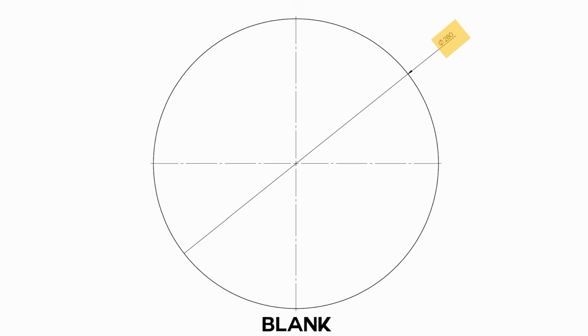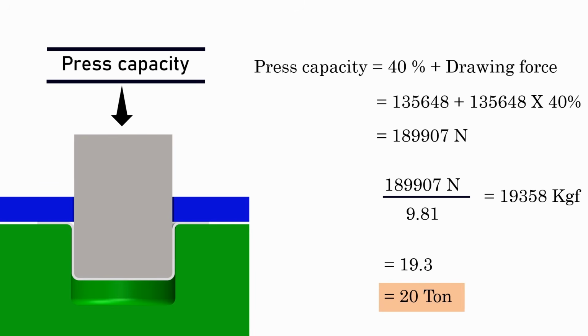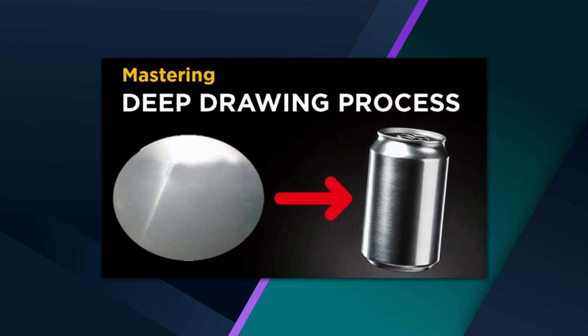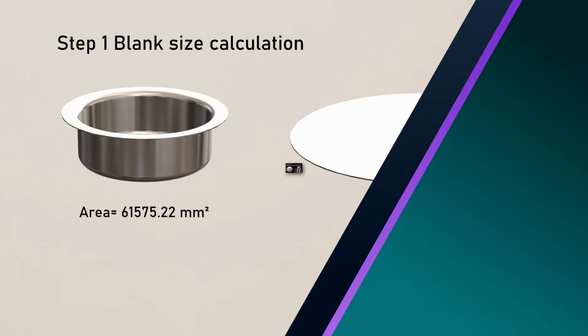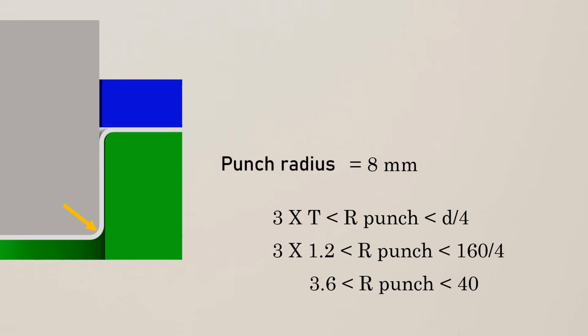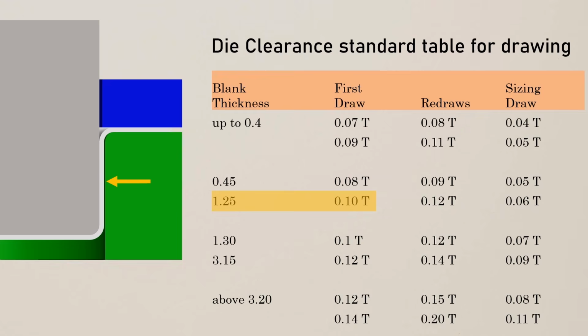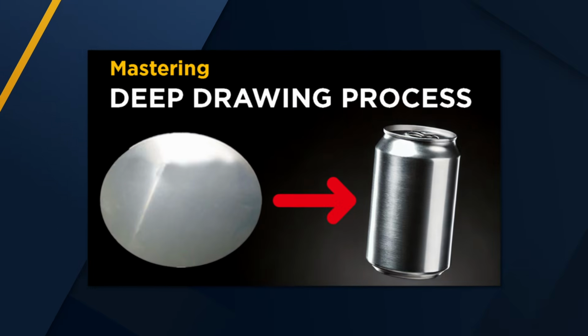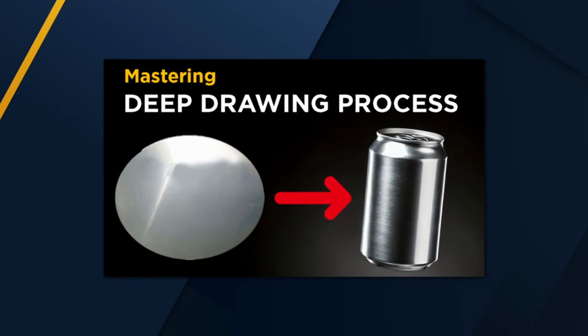Now, if you're wondering where these values come from, like the blank size diameter or the required drawing force of 20 ton, I have already covered all these calculations in another video, where I explained everything about the deep drawing process, including blank size, drawing force, drawing limit, punch radius, die radius, and die clearance, 0.12 mm in this case. So if you want to master the drawing process, check out this video later.